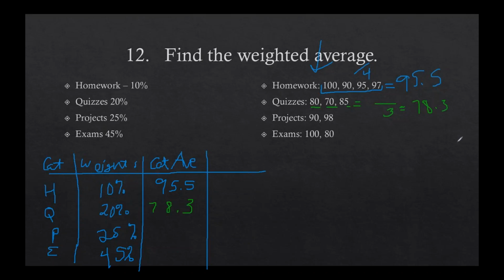Projects, I only have 2 of those. So I'm going to add these 2 together, divide by 2. What's my average project score? 94. Excellent. Same thing for exams. There's 2 of them. So I'm going to add these together, divide by 2, and I get 90.